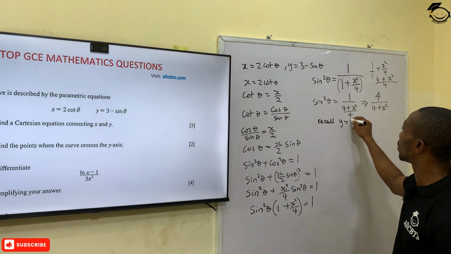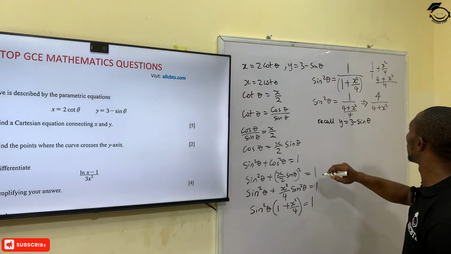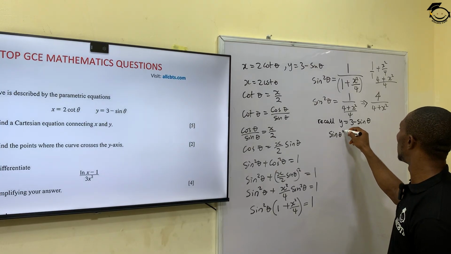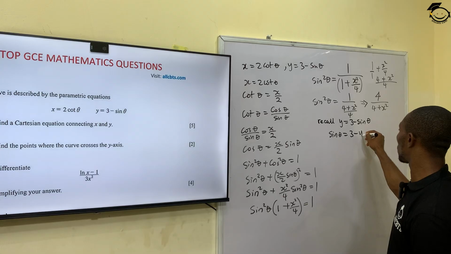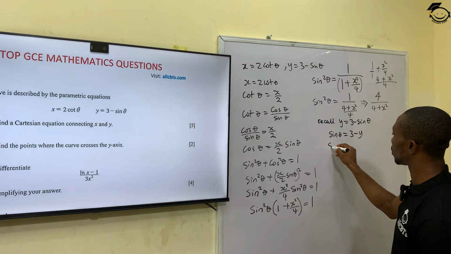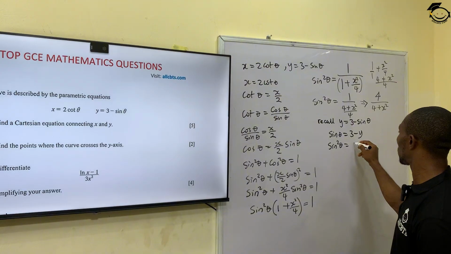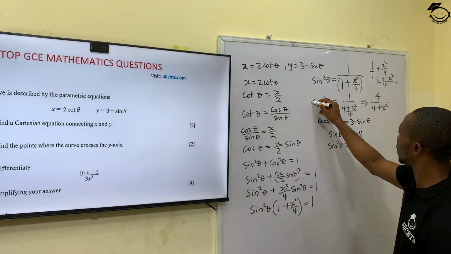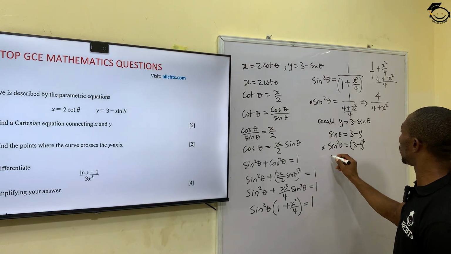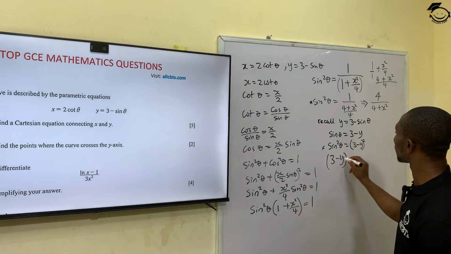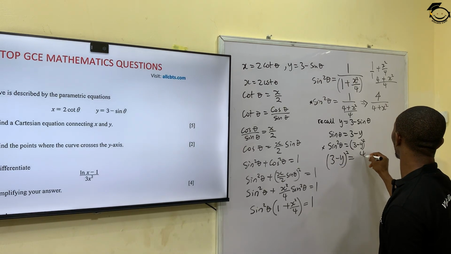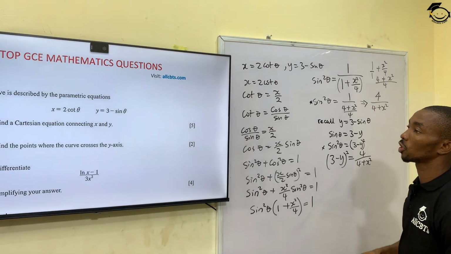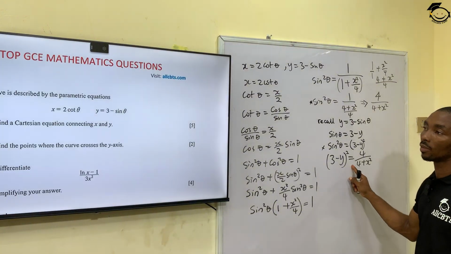So recall, we have y equals 3 minus sine theta. Okay, so sine theta equals 3 minus y. So if we square both sides, this becomes sine squared theta equals 3 minus y squared, all squared. Okay, now bringing this and this together, that will give us 3 minus y all squared equals 4 over 4 plus x squared. Now, that is the Cartesian equation connecting our x and y.